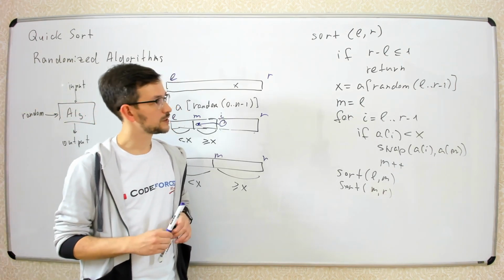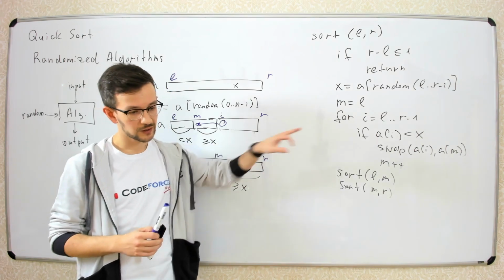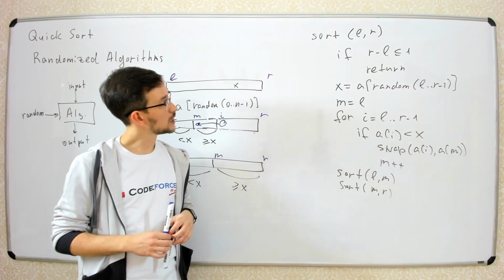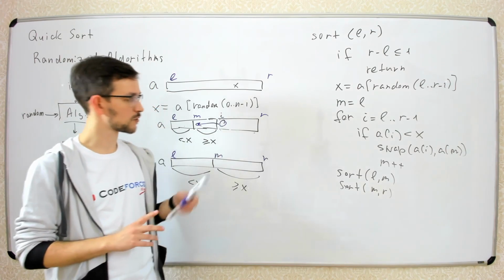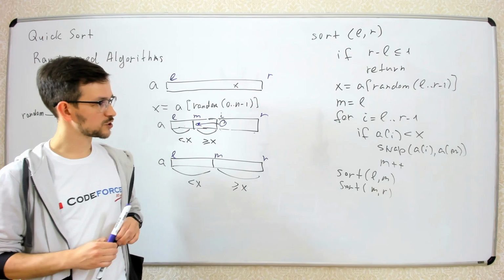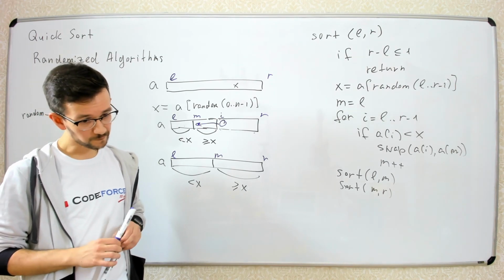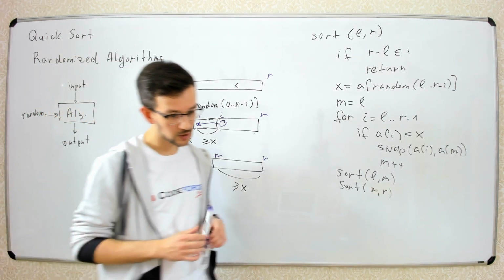Now, did anyone find something strange about this procedure? This procedure sometimes doesn't work. So sometimes, for some arrays, we have very strange situations. Can you find out what it is?